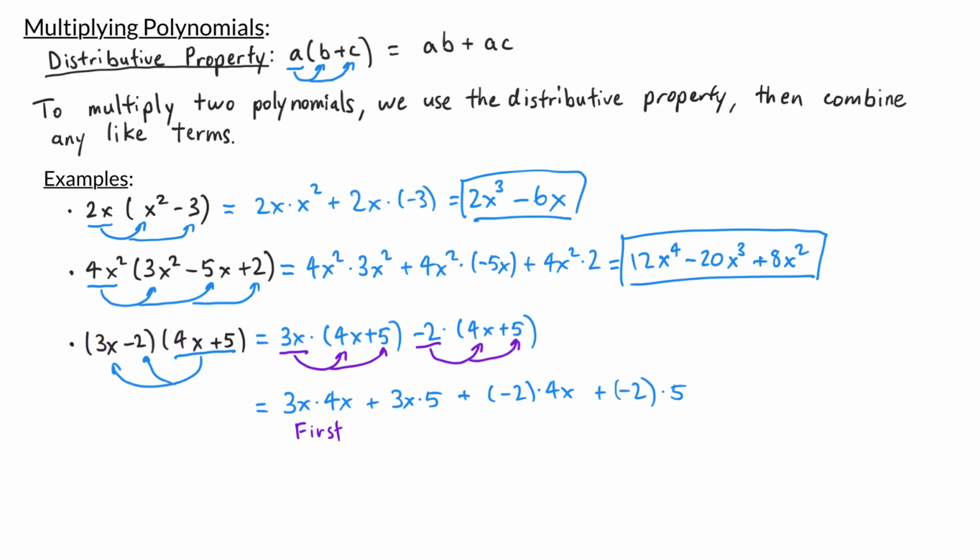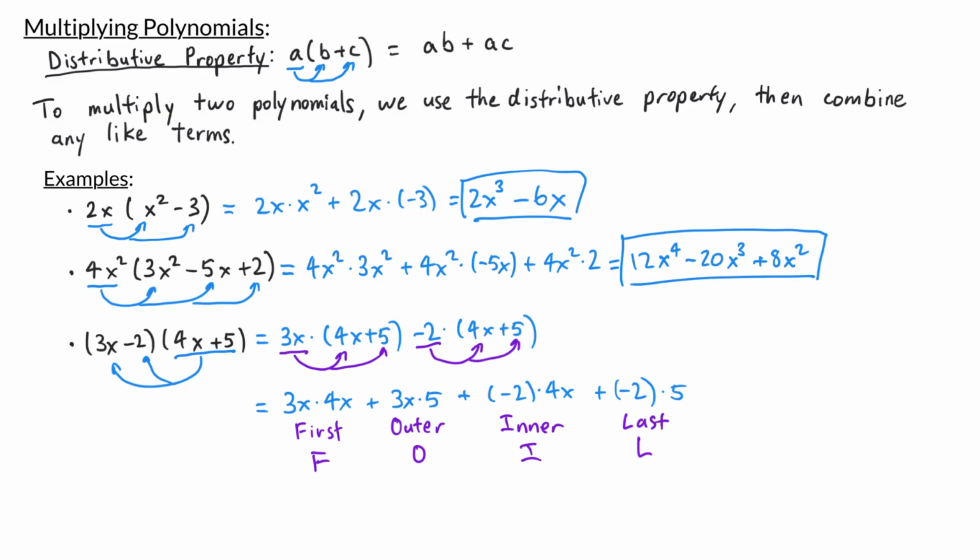The O stands for outer, meaning we multiply the outer terms of the binomials together. In this case, that's the 3x and the 5. The I stands for inner, meaning we multiply the two inner terms of the binomials together. And then the L stands for last. We multiply the last terms of the binomials together. So again, this method is called the FOIL method, F-O-I-L, and they're acronyms for first, outer, inner, and last. And that will help you remember the terms that you need to multiply together.